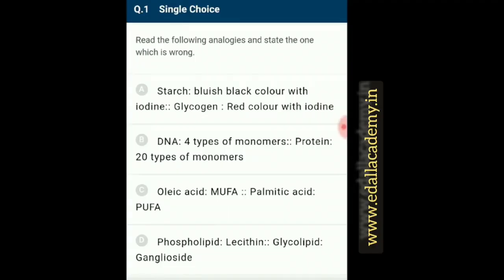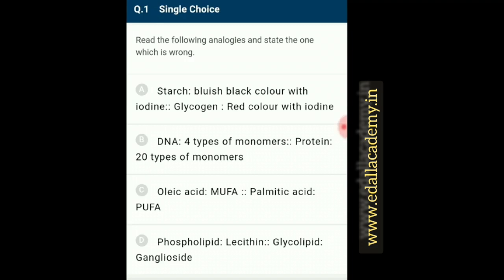Question number 1. Read the following analogies and state the one which is wrong. Starch, glycogen and cellulose are homopolysaccharides as these consist of only one type of monomer. Starch and glycogen consist of branched and unbranched chains, while cellulose has only unbranched chains. Hence, when iodine is added to starch and glycogen, it forms complexes with the branched part which appear blue or red respectively. These complexes are not seen in cellulose.